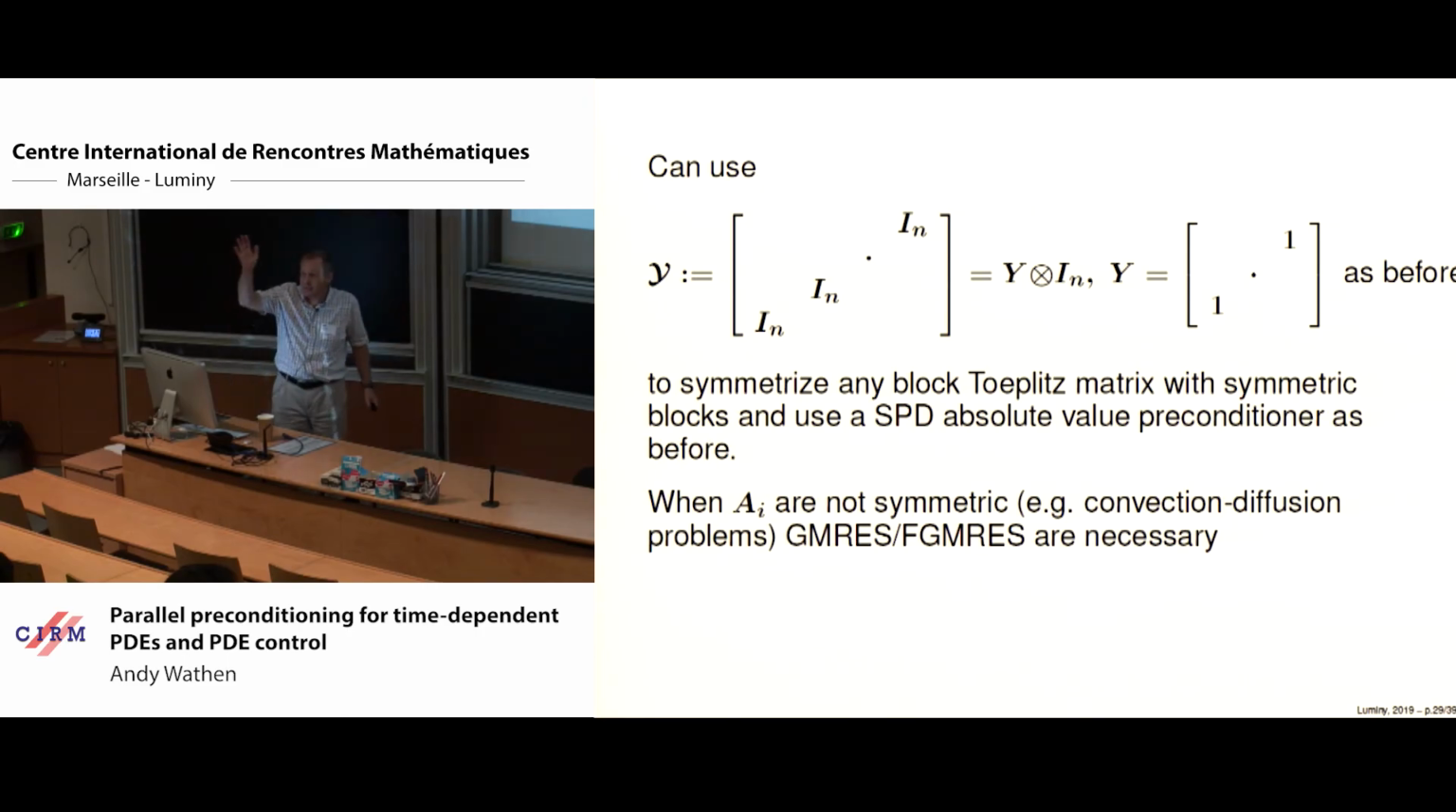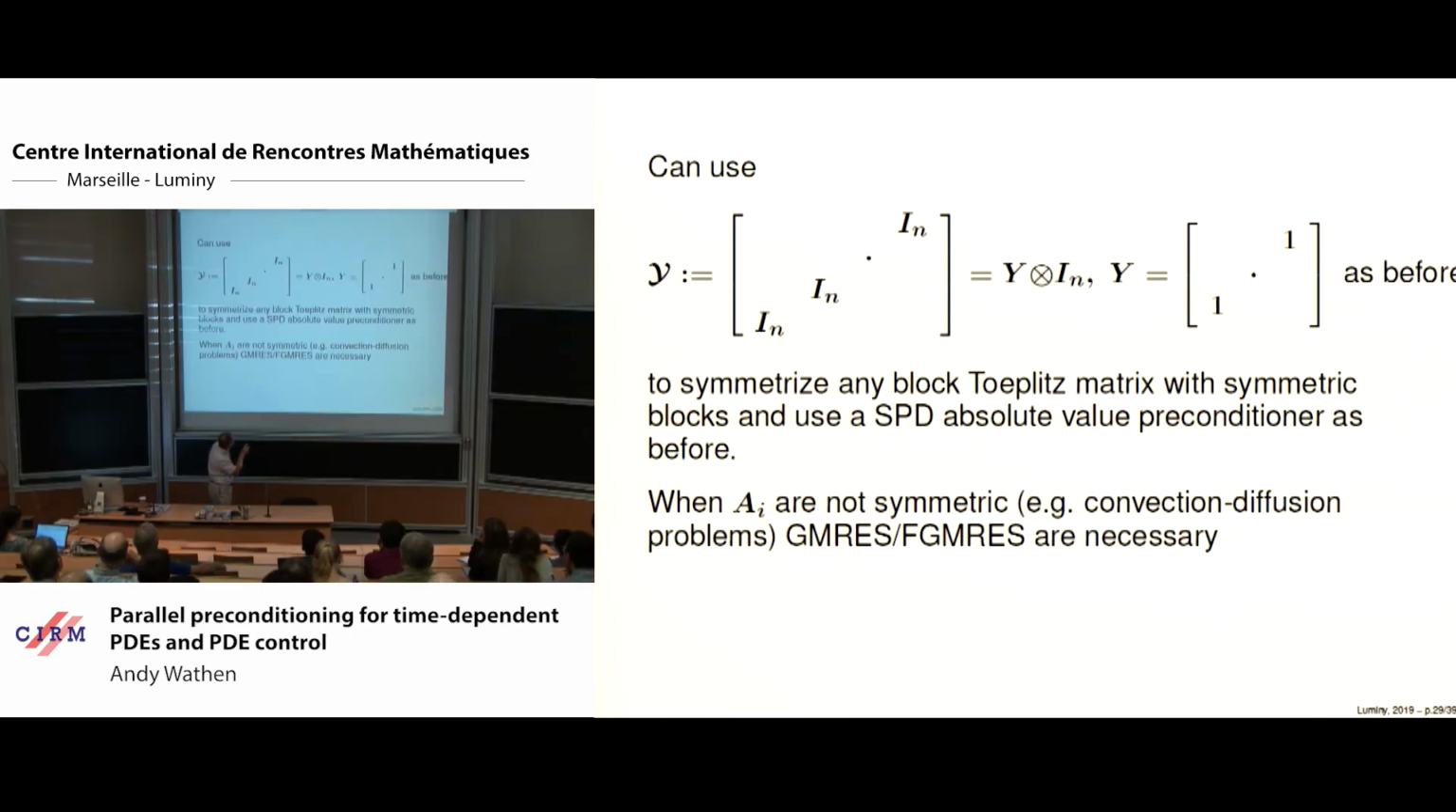This is the answer to Martin's question: you can create this curly Y, which is Y cross I_N. Right, you see lots of identities like this. Y is the same as before, and that symmetrizes your block Toeplitz matrix if you have symmetric blocks. So that can be done. When the A_i are not symmetric, for example for the wave problem, then you have to use solvers for these non-symmetric blocks.